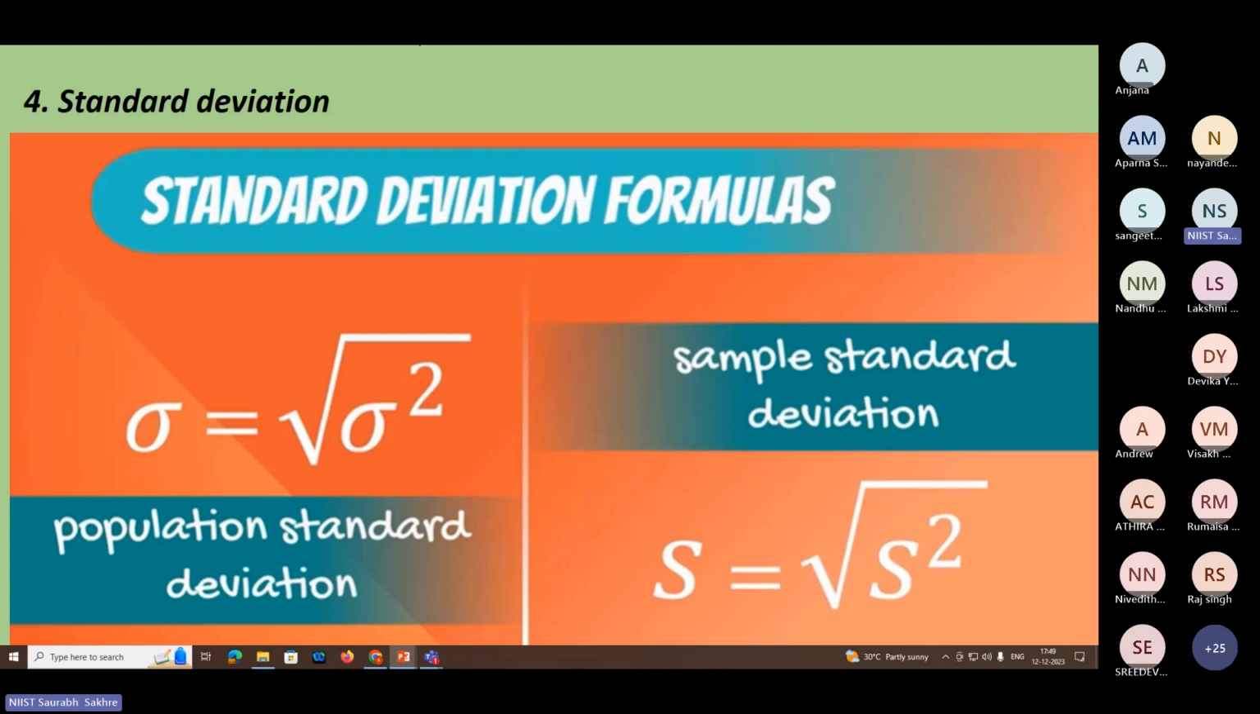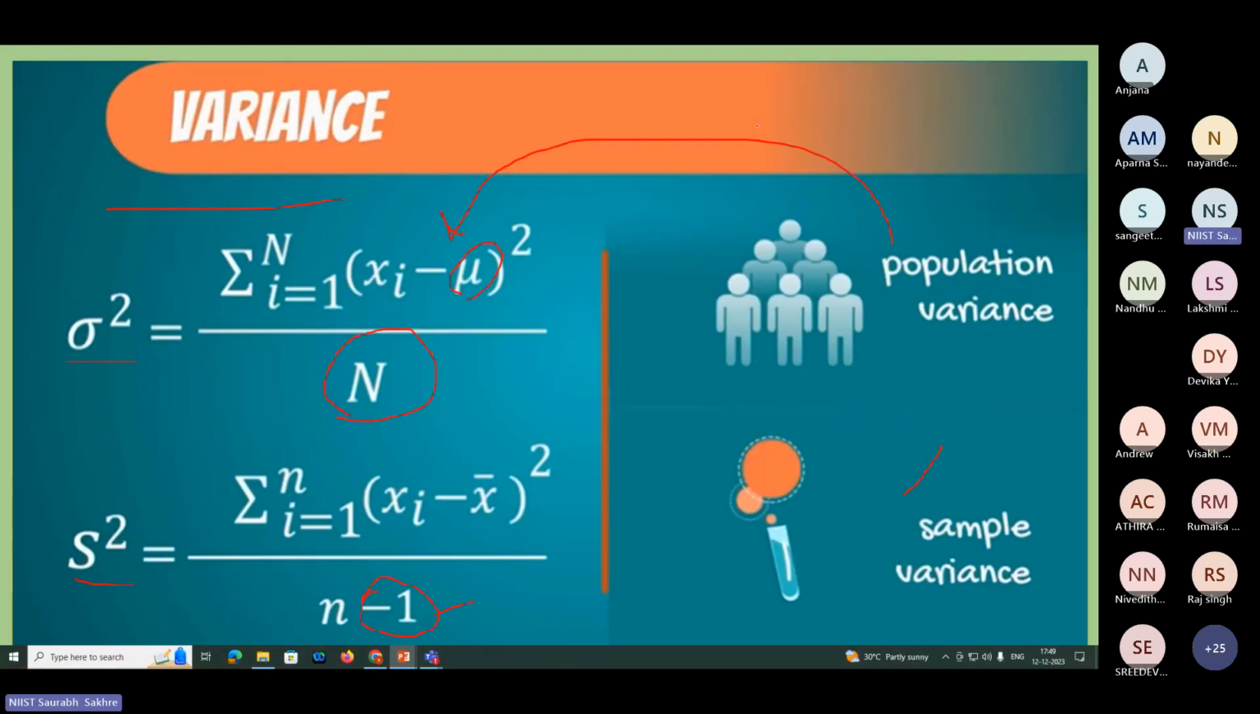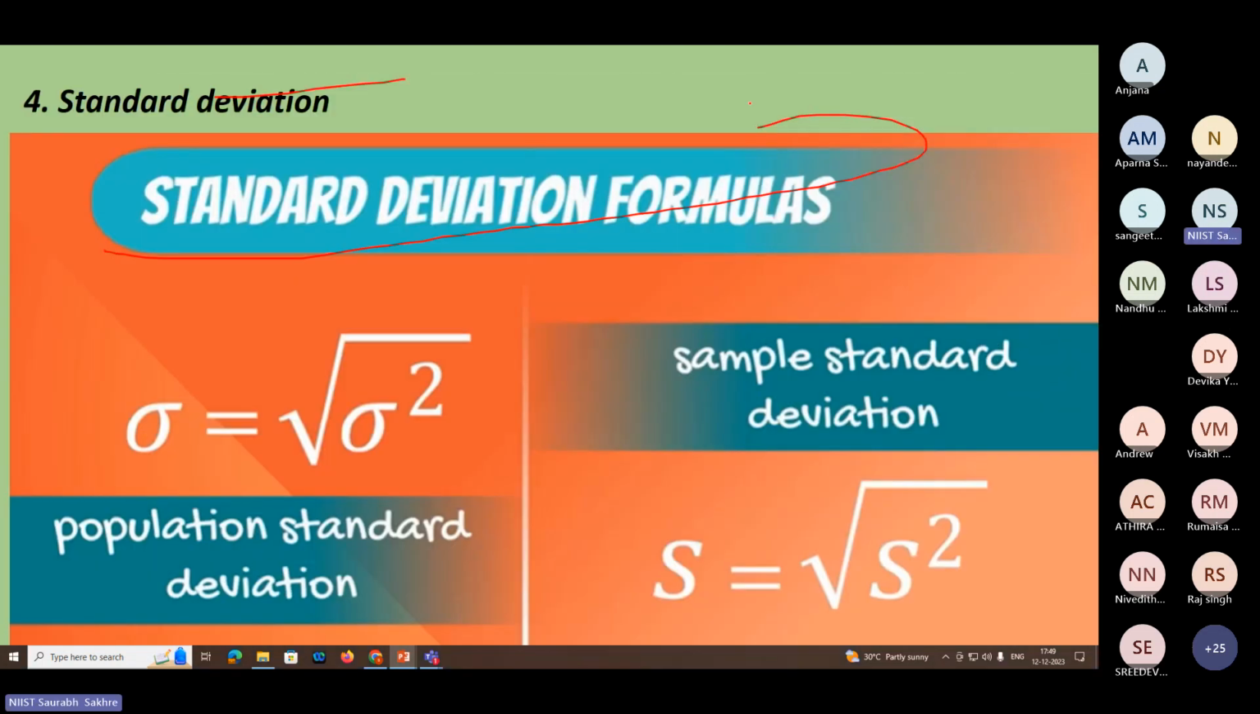Now one important thing. Now we will see standard deviation. I hope variance is clear to you here. Different formula for population, different formula for sample. Now standard deviation: I will simply take the square root of variance. If I am taking the square root of variance, it becomes standard deviation. If I am doing it for sigma, it is standard deviation for population. If I am doing it for sample, it is standard deviation for sample.